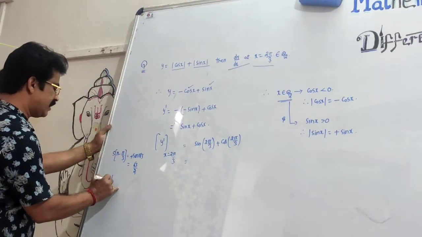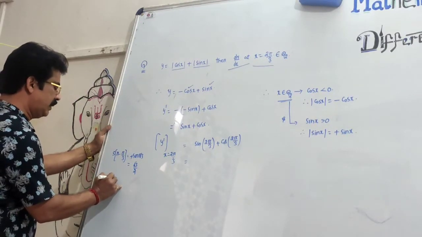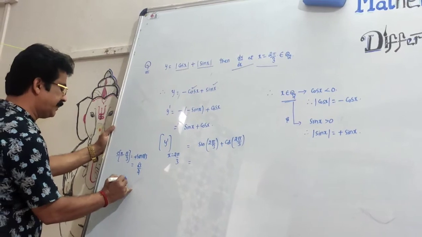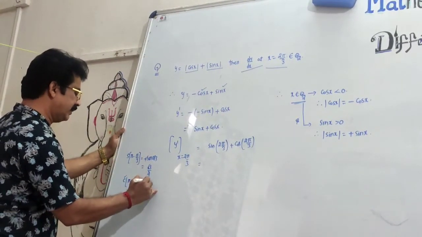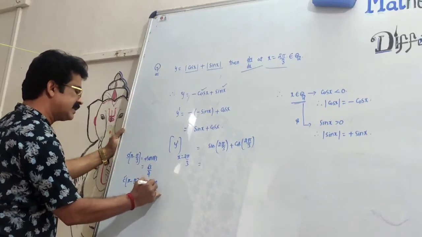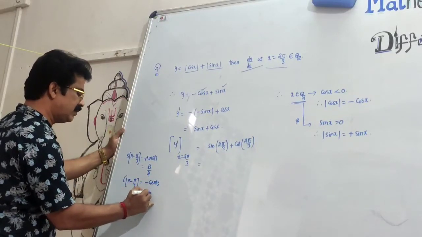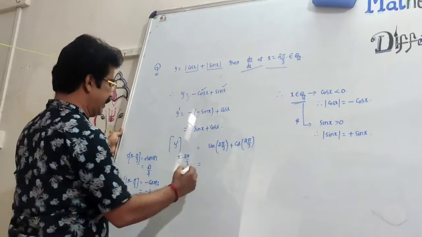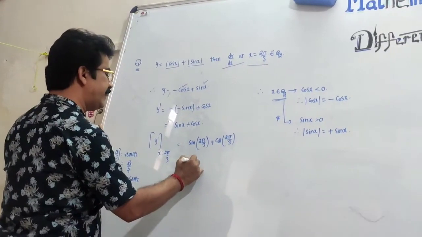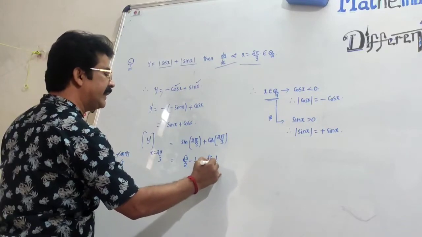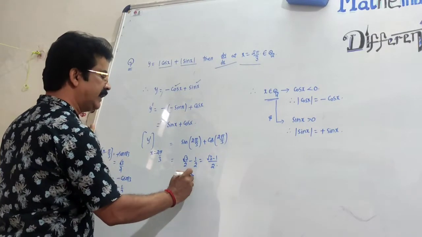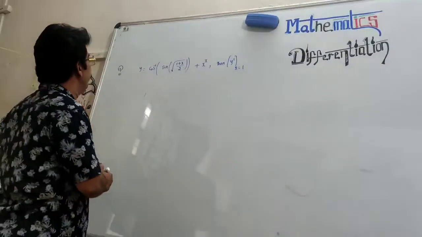Similarly, cos of 2 pi by 3 is cos of pi minus pi by 3. In the second quadrant cos is negative, so minus cos 60, which equals minus 1 by 2. Therefore it is root 3 by 2 minus 1 by 2, that is equal to (root 3 minus 1) by 2. Hence the problem is solved. Next question.